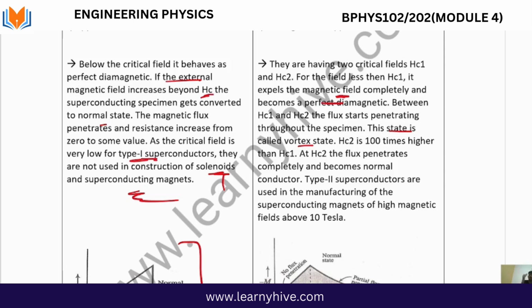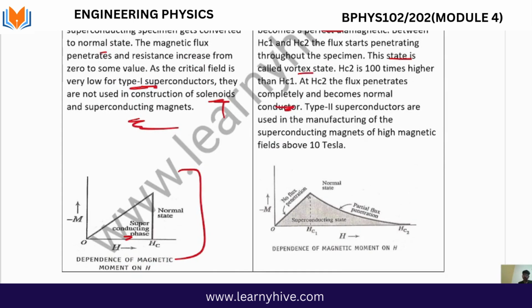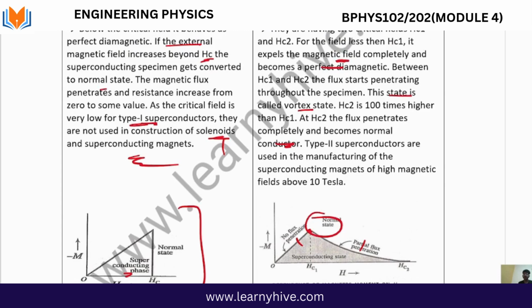Below Hc1, it becomes the perfect diamagnetic. The next state, between Hc1 and Hc2, we call the vortex state. And Hc2 is 100 times higher than Hc1. Beyond that, the flux penetrates completely and it becomes a normal conductor. Here is Hc1, Hc2, and the vortex state: no flux penetration, then flux penetration, and then the normal state. Type 2 superconductors are used in manufacturing superconducting magnets for high magnetic fields above 10 Tesla.